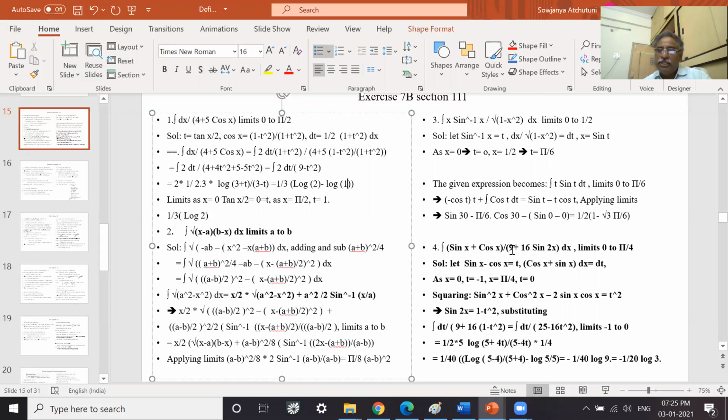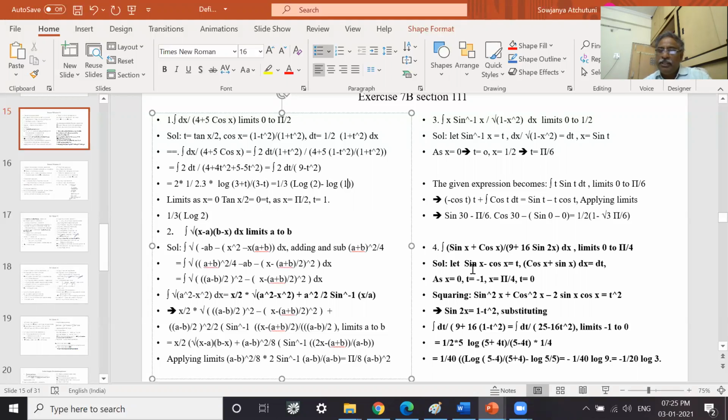Integral of (sin x plus cos x) divided by (9 plus 16 sin 2x) dx, limit 0 to pi by 4. Here I cannot use pi by 4 minus x, it will not simplify my equation. So I am assuming sin x minus cos x is equal to t. Why sin x minus cos x is equal to t?